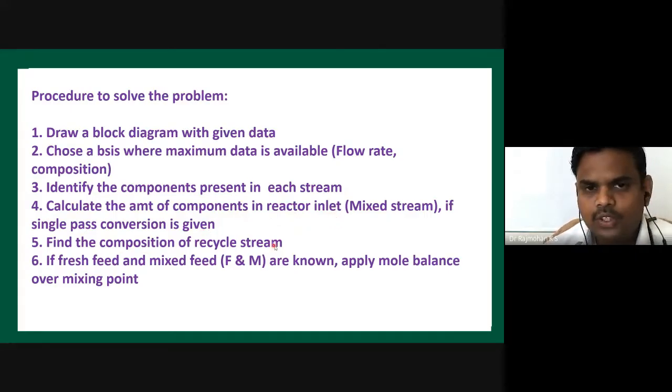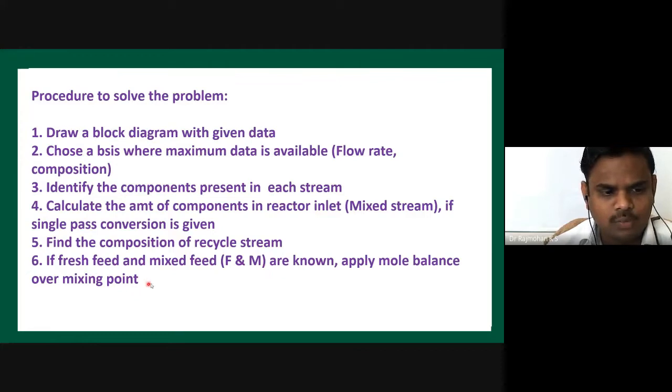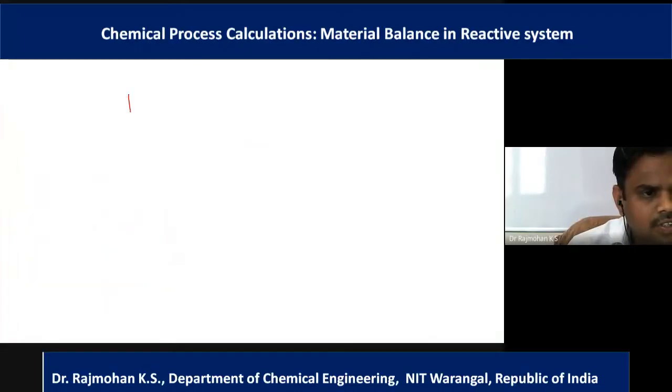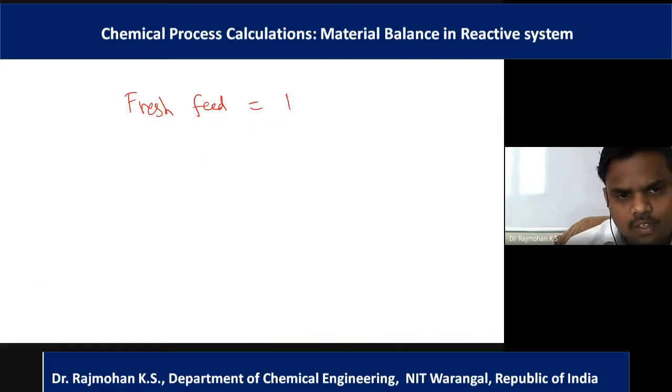We will find the composition of the recycle stream, and if the fresh feed and mixed feed are known, we have to apply the material balance over the mixing point to get the amount of recycle stream and its composition. The amount of fresh feed is equal to, let me say, net product, N, plus the purge stream.